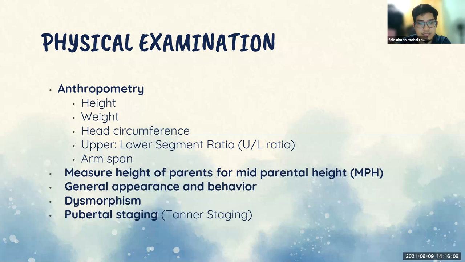circumference, upper to lower segment ratio, and the arm span. Measure the height of the parents so that you can calculate the mid-parental height, the targeted height for the child. The general appearance and behavior, look for any dysmorphism that might suggest any syndromic features. And also important to look for the pubertal staging using the Tanner staging.